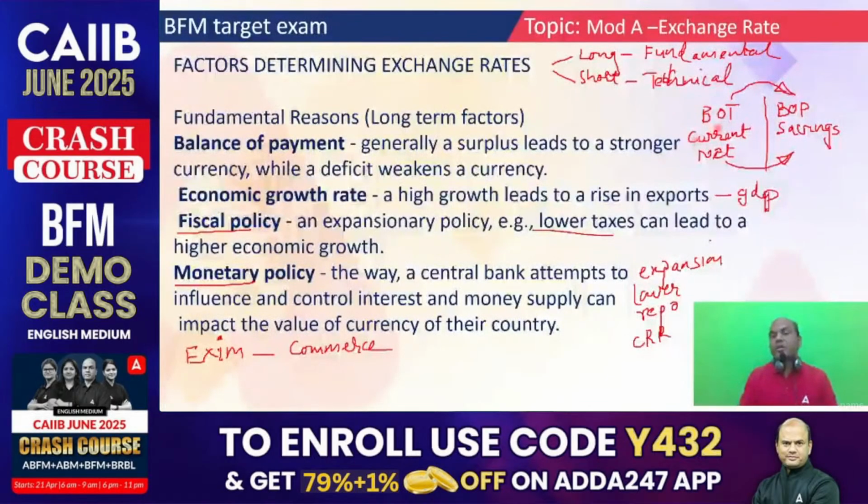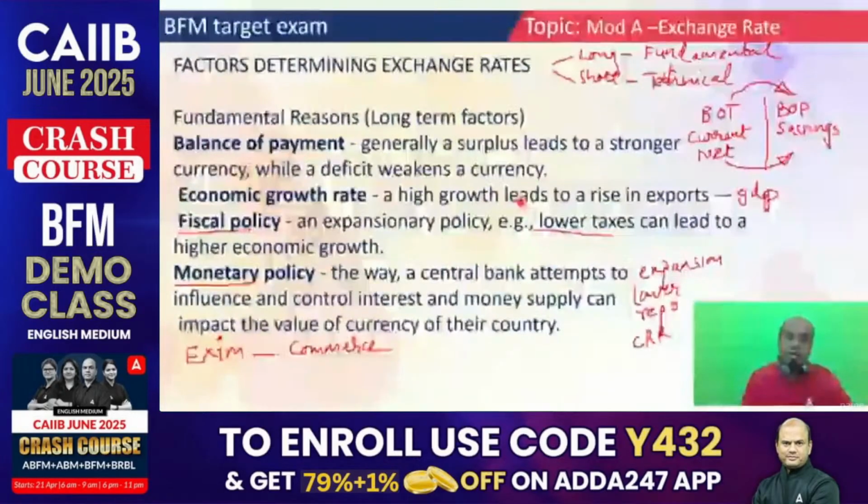Second is economic growth. So we call it GDP. So a high GDP will lead to a stronger currency. In the long run, a stronger GDP leads to a stronger currency.